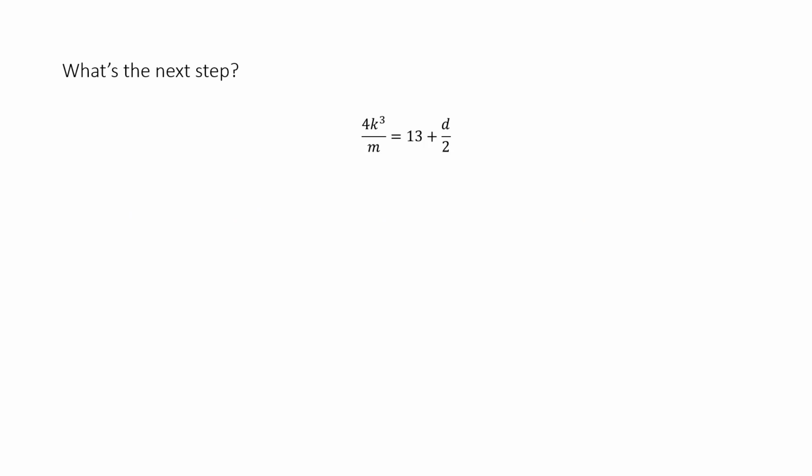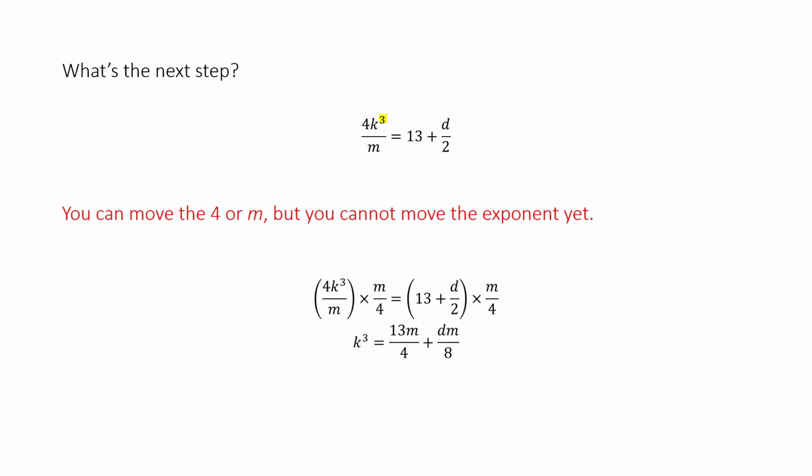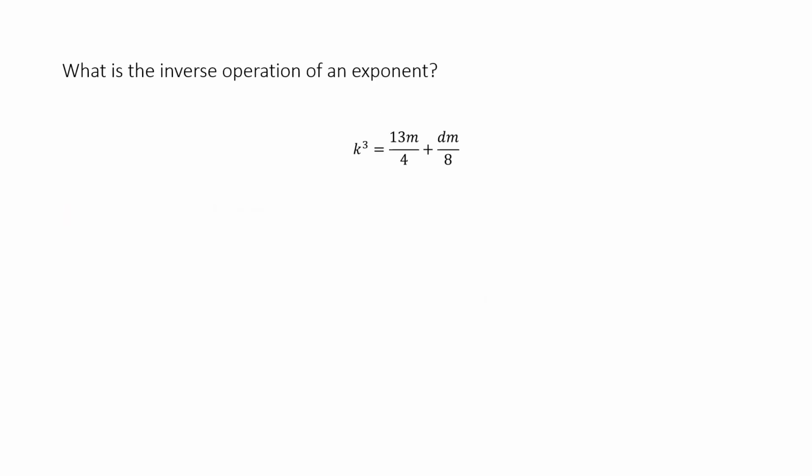So now what I can do is move the m and the 4, but I cannot move the exponent of 3 yet. That will be done in the last step, and we'll talk about that. But to move the m and the 4, I can do it at the same time or one at a time. So to remove the m, I need to multiply by m, and then I do that on both sides. To move the 4, I need to divide by 4, and I do that on both sides. And then after I simplify, I get the equation k cubed equals 13m over 4 plus dm over 8.